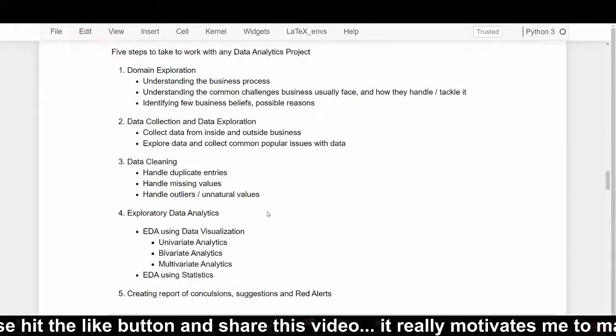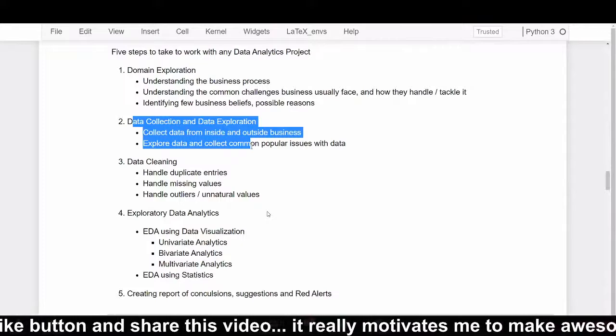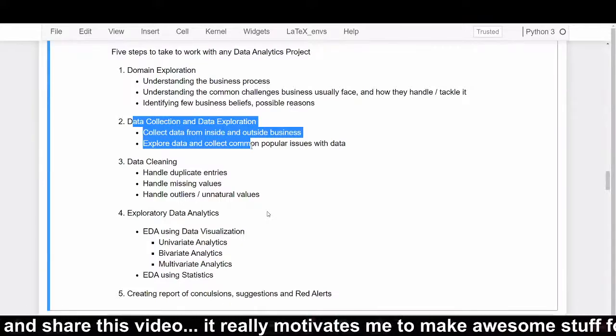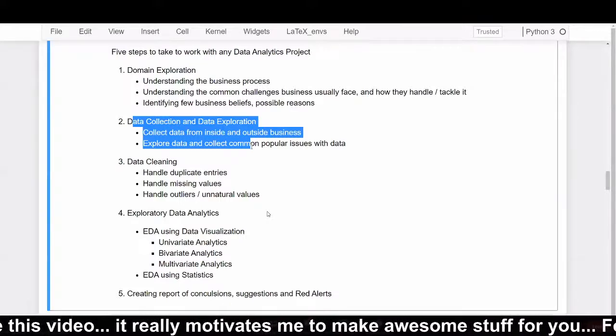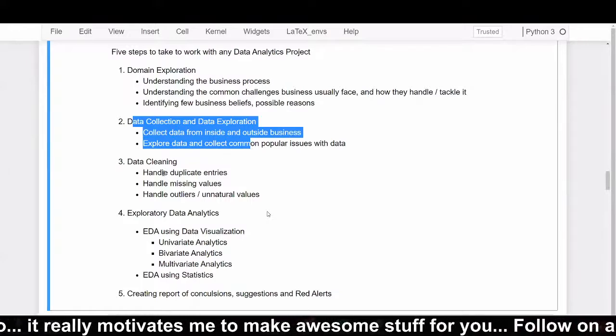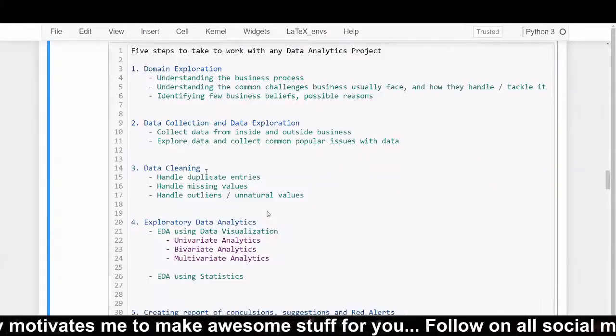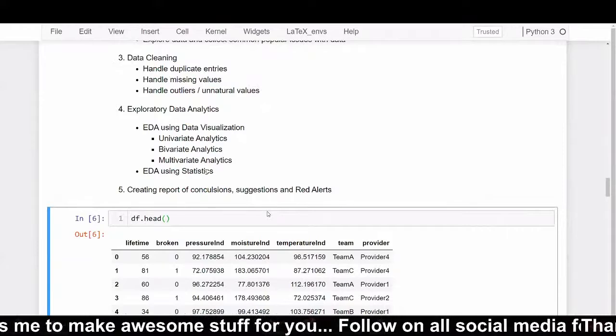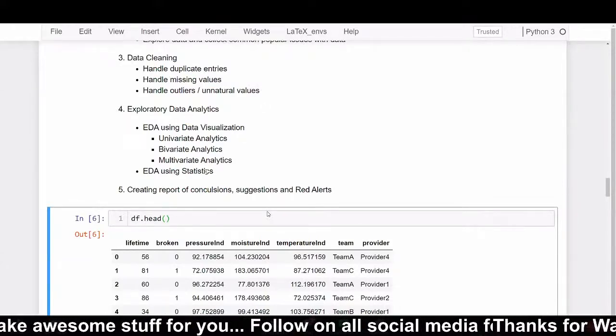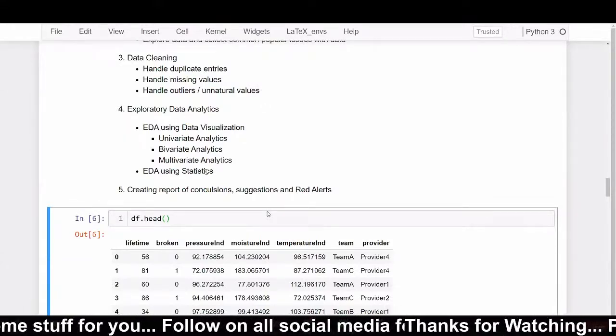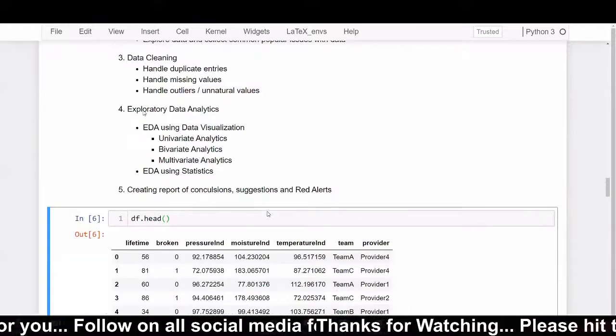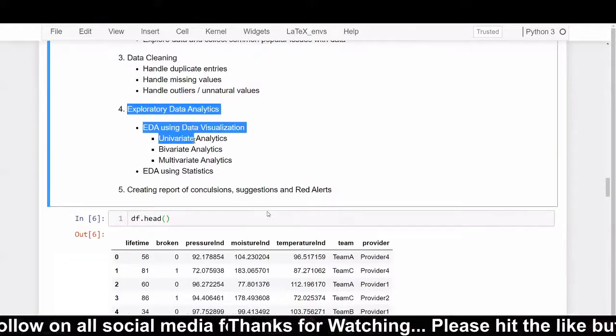Then in the second step, you work on data collection inside the business and sometimes outside the business as well, and you explore the data and identify some common challenges with the data. The third step is data cleaning, which is where you clean the data to handle duplicate entries, missing values, or outliers. And the fourth step is where you actually perform the real analytics, which is what we're going to be starting today.